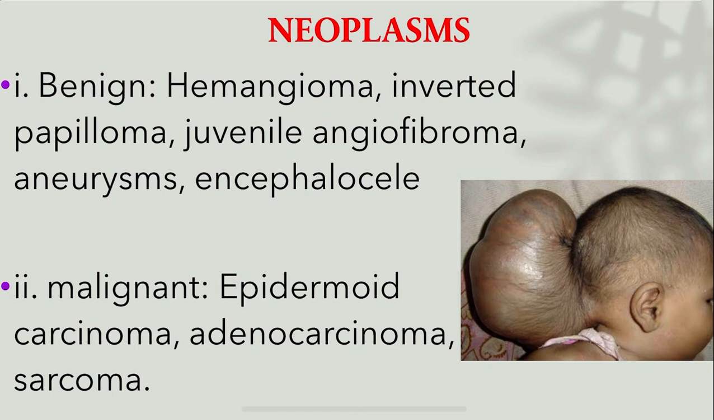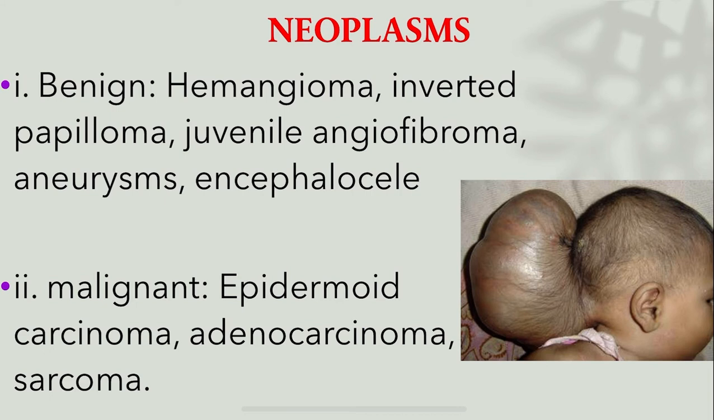Encephalocele. So encephalocele is a sac-like protrusion. Now you can see in the picture here beautifully a baby which is having a sac-like projection of the brain, and also the membranes of the brain are going to be projected here. It is in the opening of the skull. Okay, you can see here. This is encephalocele. Okay. Now we move on to the malignant conditions.